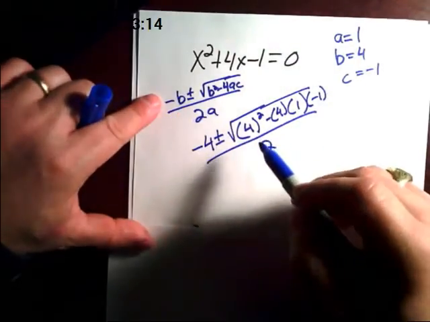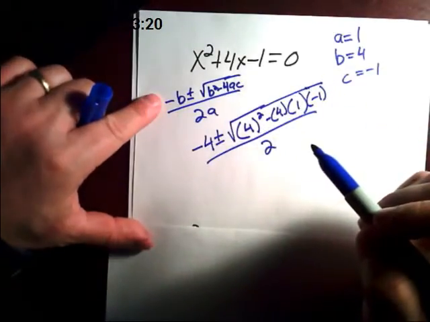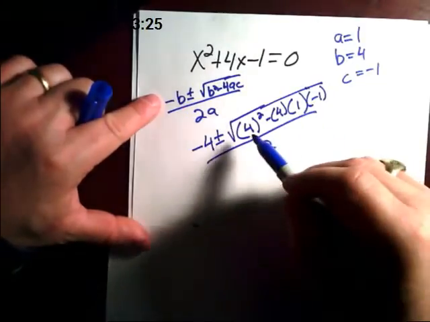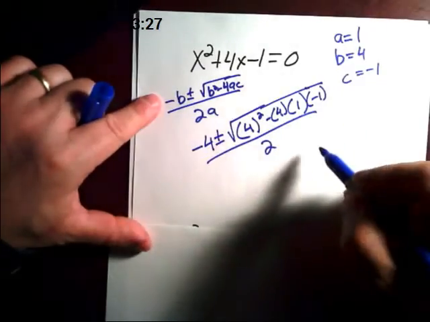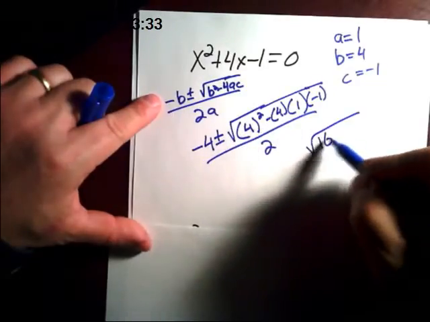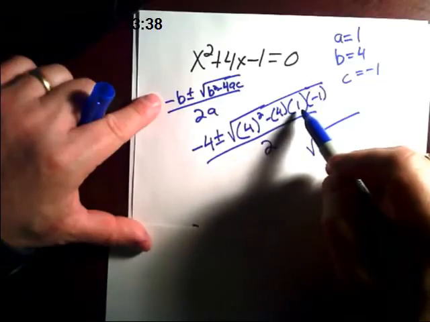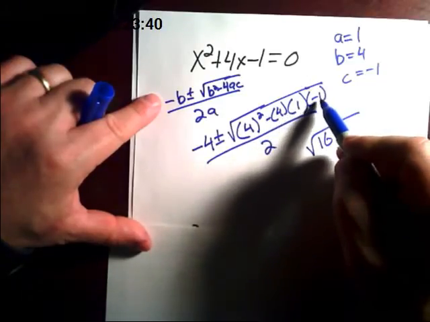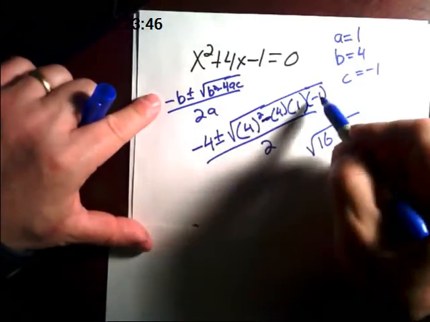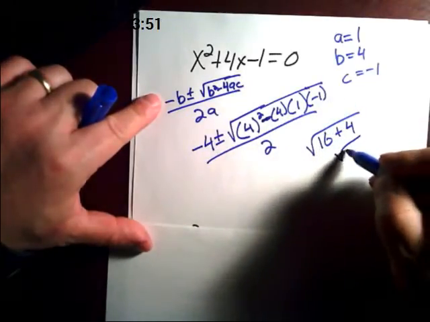And as I said before, I want you to do this thing under here, the radical sign. That's called the discriminant. That tells you how many roots you're going to have, whether they're real. I want you to do it exactly like this. So if I look at this, I'm just looking at the discriminant. 4 squared is 16. Multiply these things: 4 times 1 is 4, times -1 is -4. I have minus a -4, so it's going to be plus 4. That's the square root of 20.